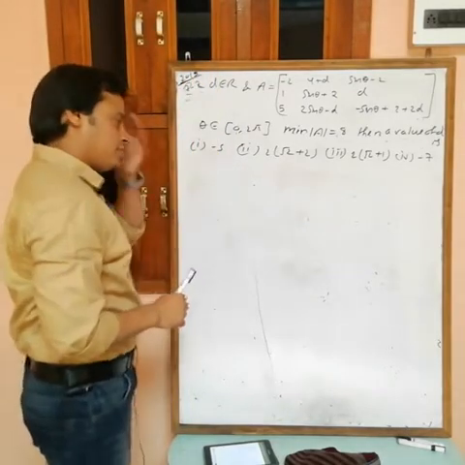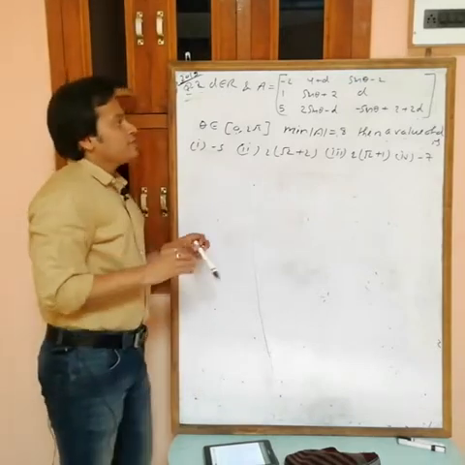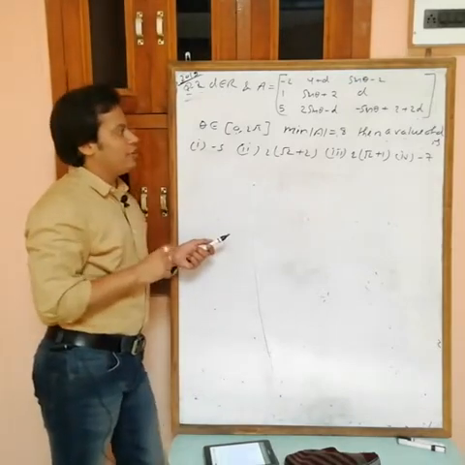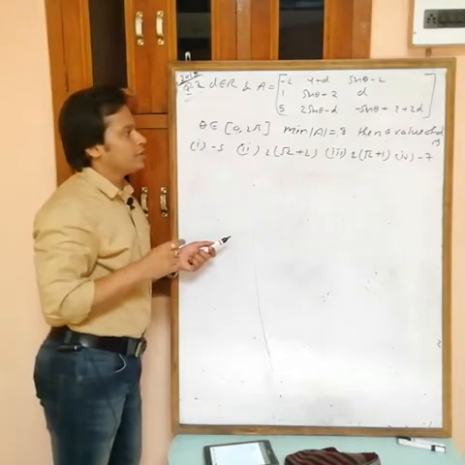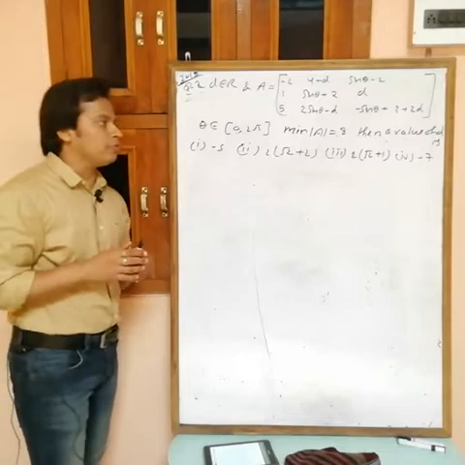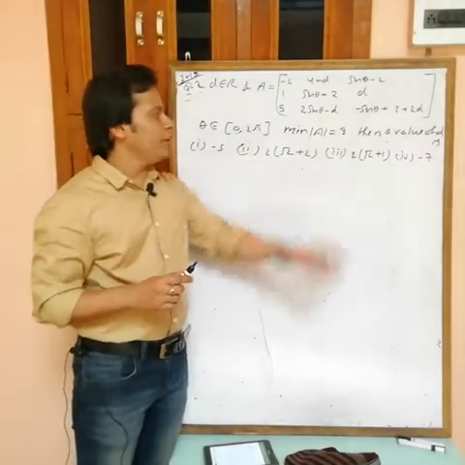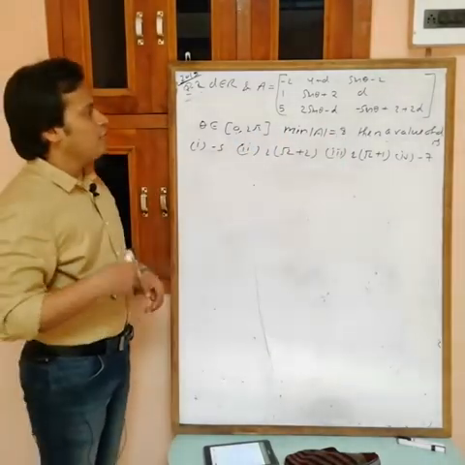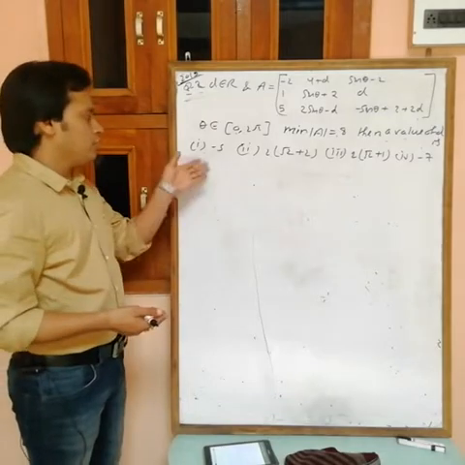Okay, JEE Mains, not Advanced. Now it is given that theta belongs to 0 to 2 pi. It means theta can take any value from 0 to 2 pi, so all possible values of sin theta you can take. The minimum value of determinant of A is equal to 8. Then find the value of D out of these options.